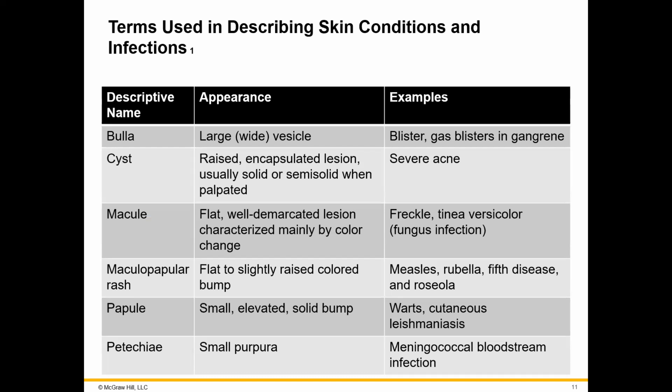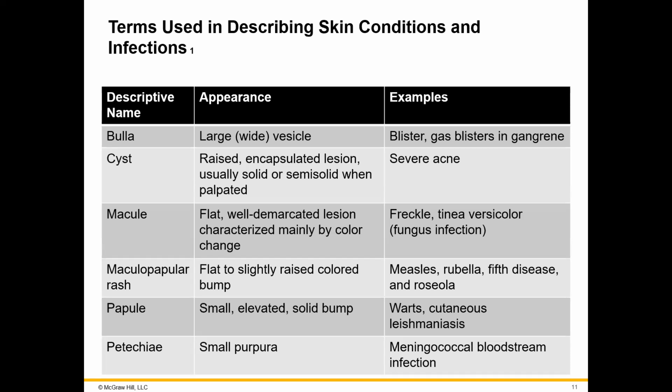A cyst is an encapsulated lesion where we usually have pus collecting in it. A macule is basically a lesion characterized by color change. We see this in freckle situations as well as tinea versicolor, where we have an actual color change on the skin from the melanin production, something like that.